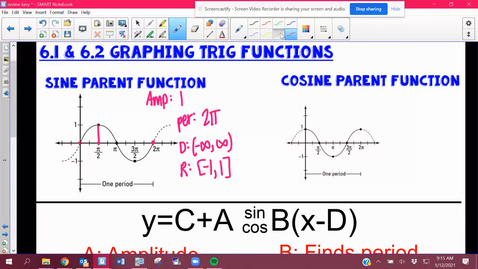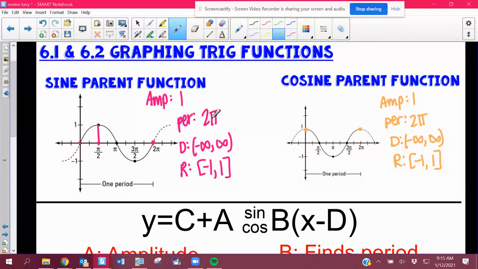Okay, cosine, almost exactly the same. Again, it just has that phase shift. So instead of starting at that middle point, it's starting up here at a top point. So it still has an amplitude of 1. It still takes an entire 2 pi radians to get through a cycle, to get from this top point up to another top point. And then the domain is all reals, and the range is again -1 to 1.